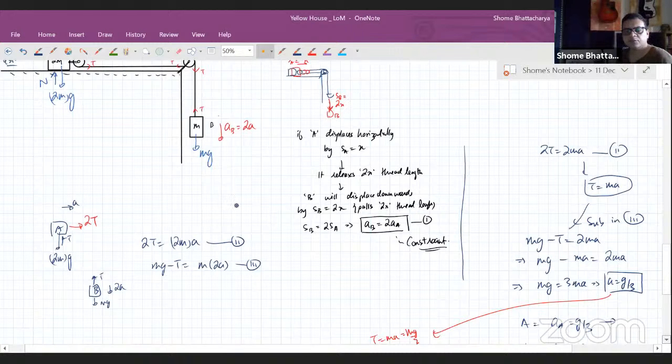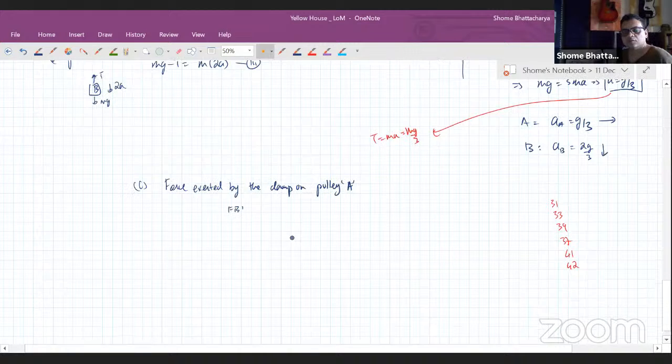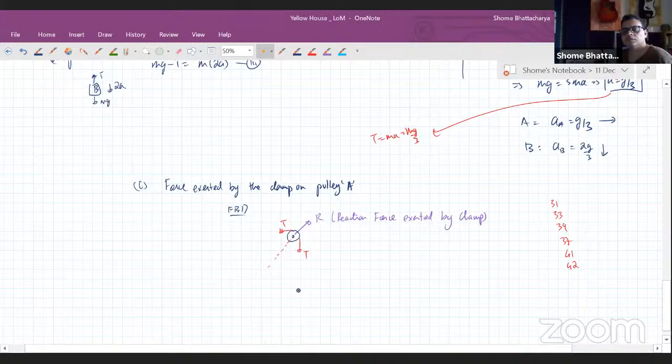So make the free body diagram of the pulley. So there is tension T acting like this. There's one tension acting vertically downwards. So these two tensions together are pulling it like this. Their net will be along this direction. So the reaction force will be opposing that. It will be acting like this. So let's say this is the reaction force, okay, exerted by the clamp on the pulley.